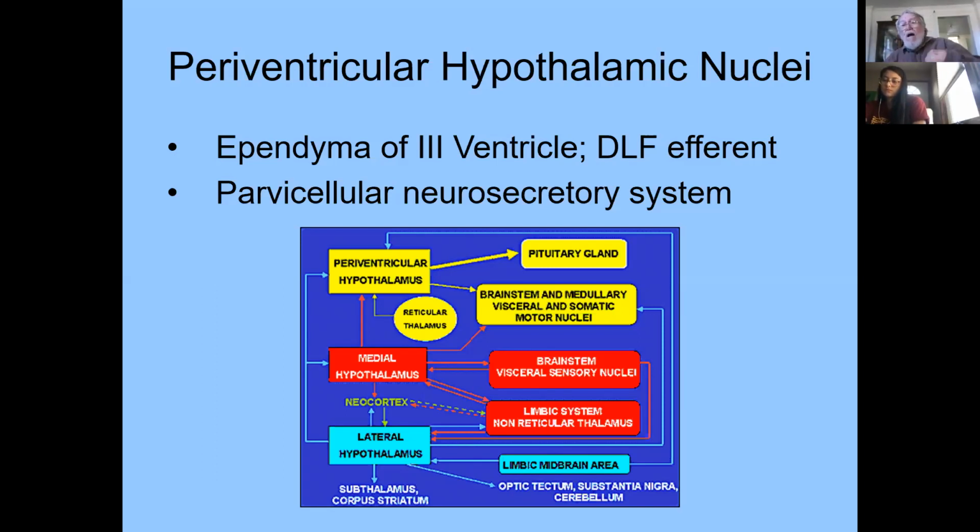So if there is corticosterone or cortisol release, it can get back into the brain and it can inhibit those cells that are activating ACTH, or the FSH release and the LHRH release that goes down. It can be inhibited there.